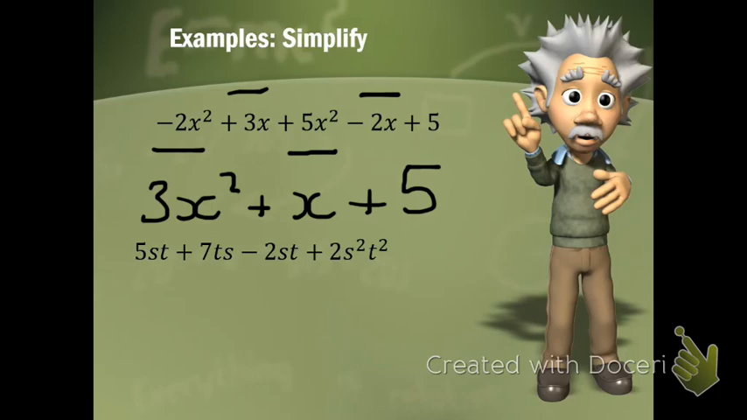Okay, looking at the last one. We have 5st plus 7ts minus 2st plus 2s squared t squared. We need to determine which ones are the like terms first. So in the early example we showed that xy was the same as yx. So looking at here, we have s times t. We've got 5 lots of s times t. Then we've got 7 lots of t times s, so they're like terms. Minus 2 lots of st, so that's another like term.